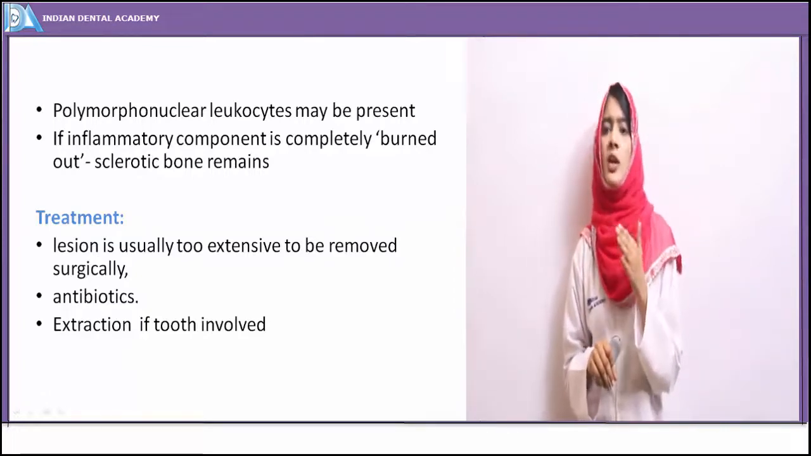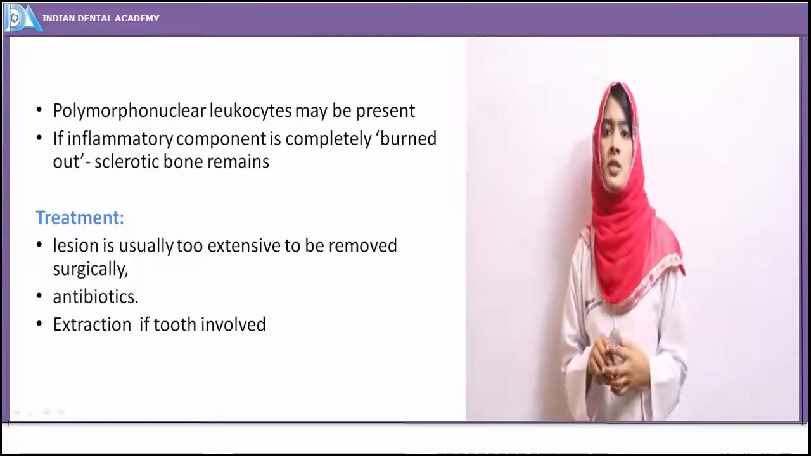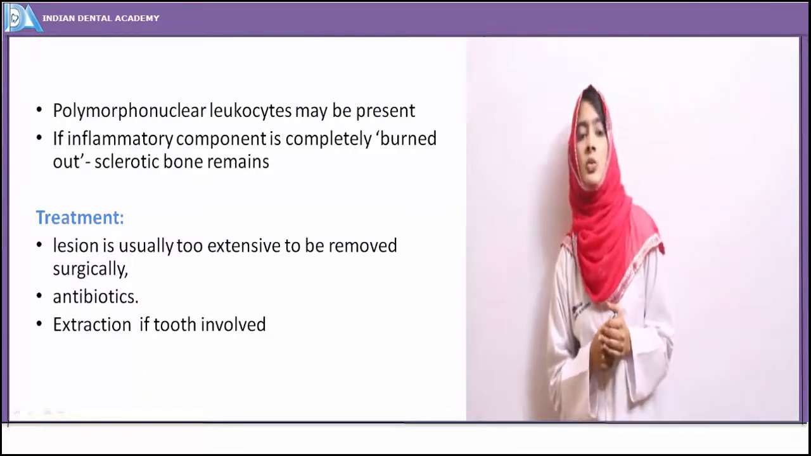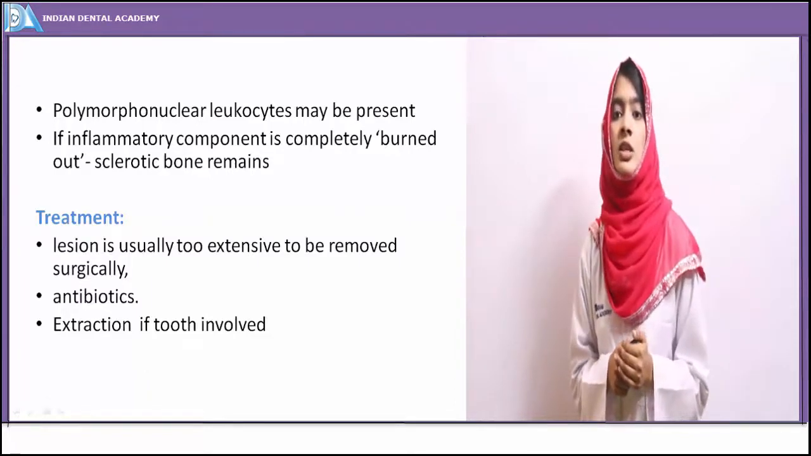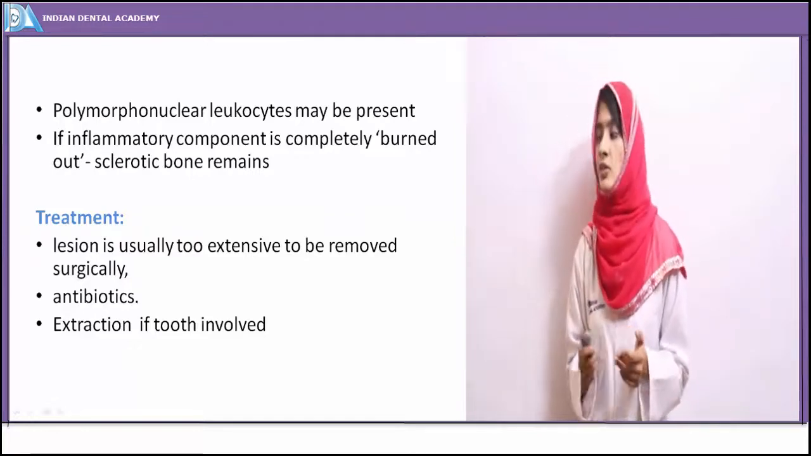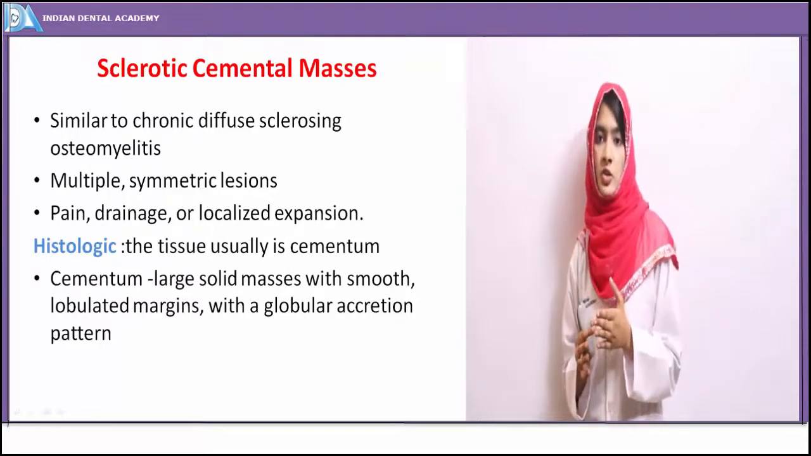Periodontal infection is a low grade infection, but the bone seems to show excessive reaction to the normal stimulus or a low level stimulus. Okay, antibiotic therapy has to be given to make sure that the infection is resolved, and extraction of the tooth may have to be carried out. And this is about the chronic diffuse sclerosing osteomyelitis.